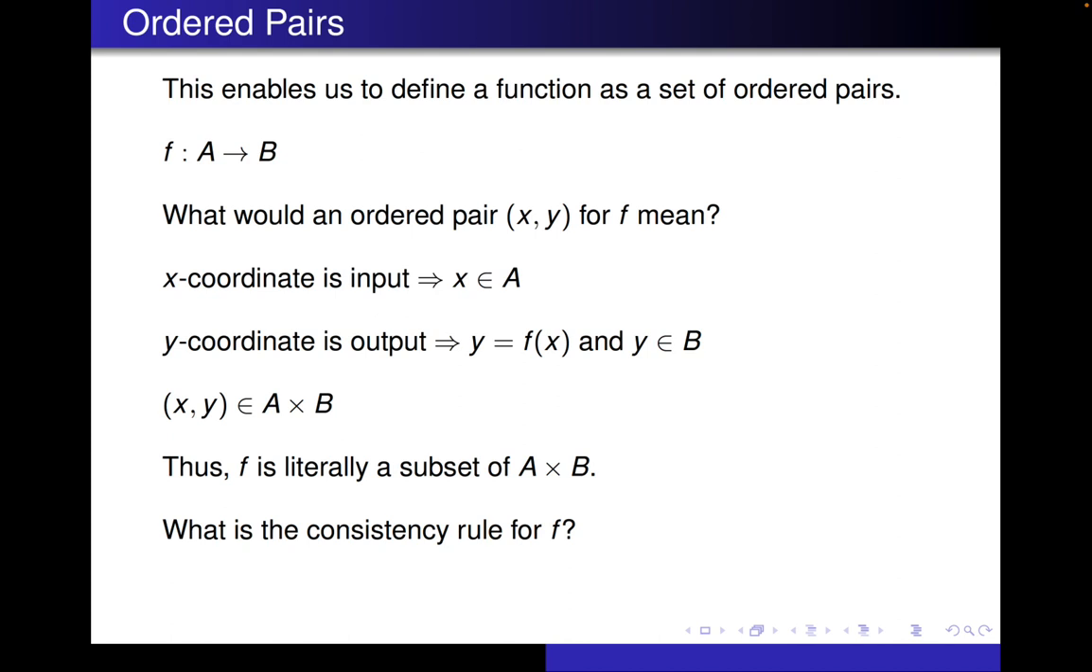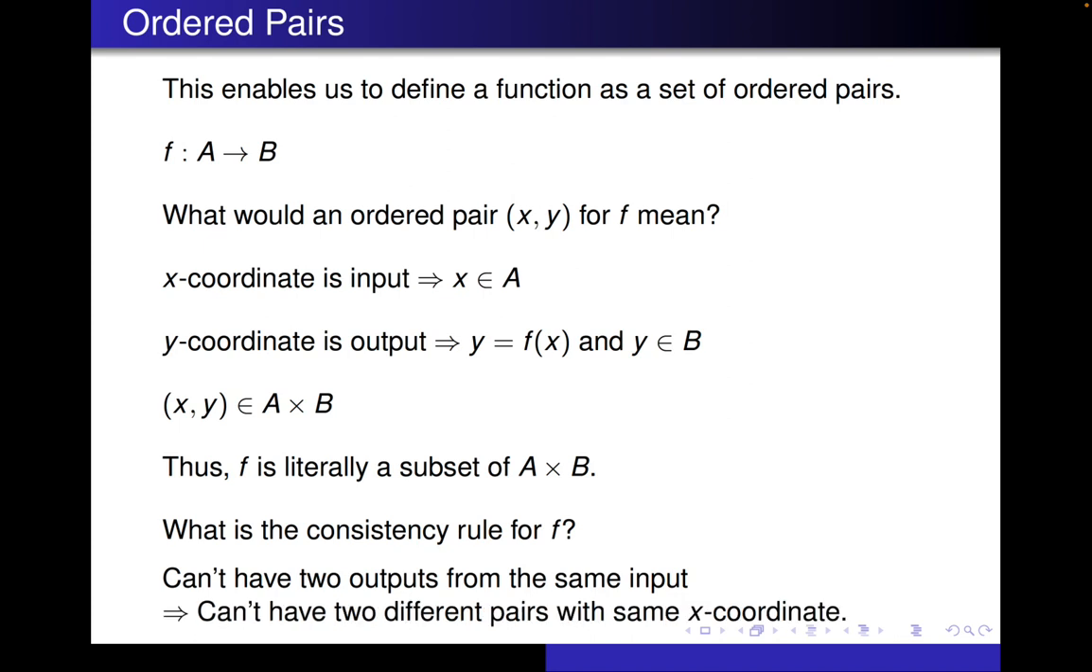So now, of course, all functions need a consistency rule, right? The old input-output interpretation of the consistency rule is you can't have two outputs from the same input. What is that going to look like for ordered pairs? Well, it means you can't have two different pairs with the same x-coordinate. Because if you did, they'd have the same x-coordinate, but they'd have different y-coordinates. The same x-coordinate, same input, two different outputs for that x-coordinate, two outputs for the same input.